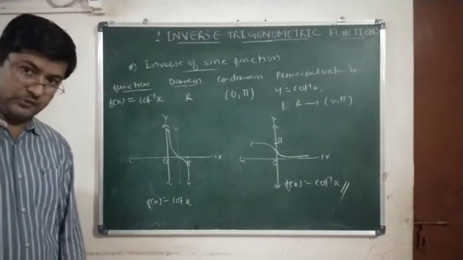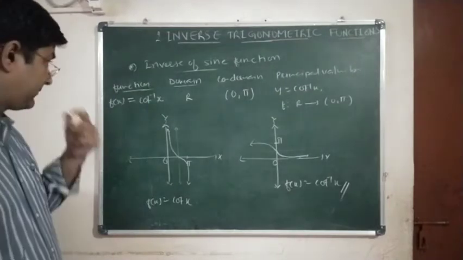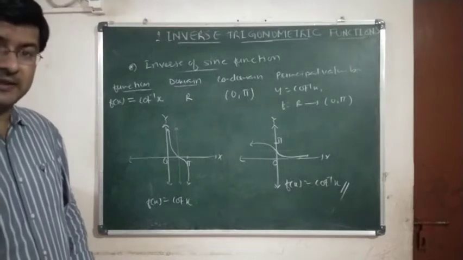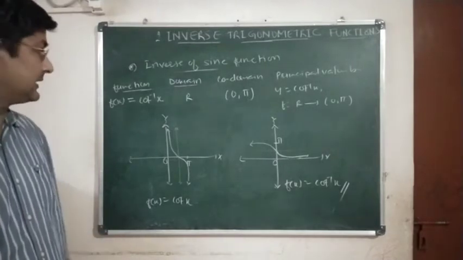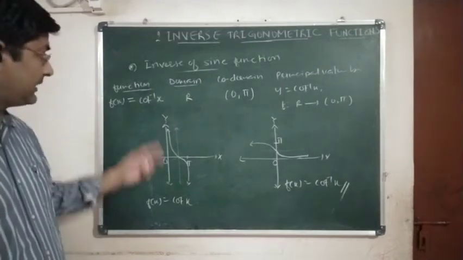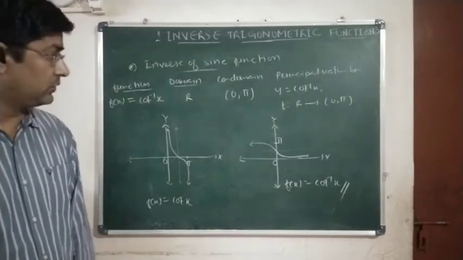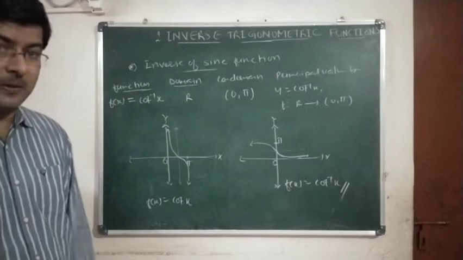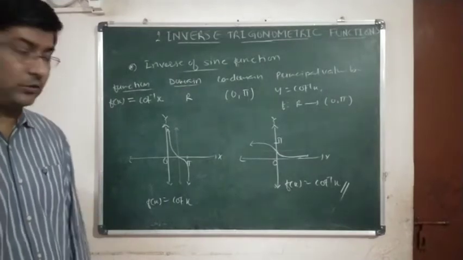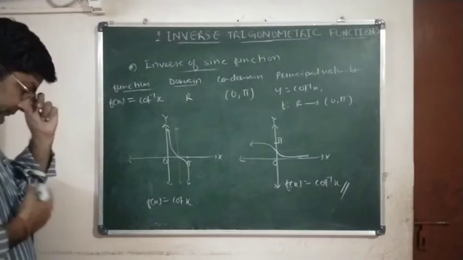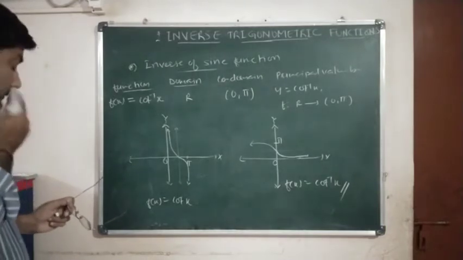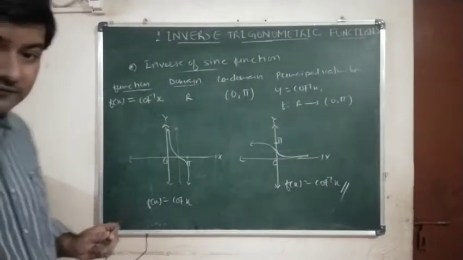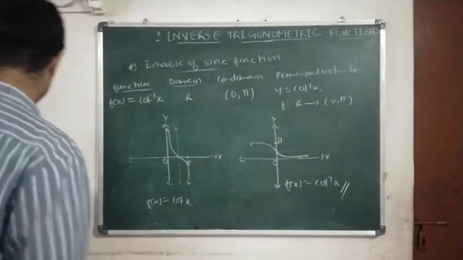So I hope you have understood all the 6 inverse trigonometric functions, starting from sine inverse x, cos inverse x, tan inverse x, sec inverse x, cosec inverse x, and cot inverse x. So far we have seen the domain, range or codomain, principal value branch, and the graphs of each and every function and their inverse, yes or no, with the restricted domain and codomain. Okay, now let us move further. We will see the properties of inverse trigonometric functions.